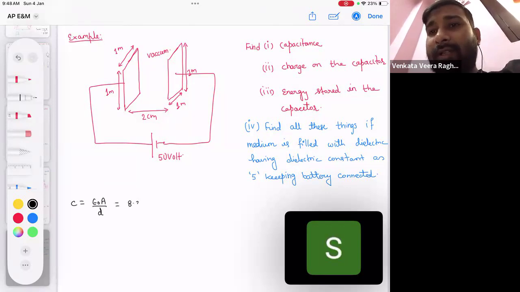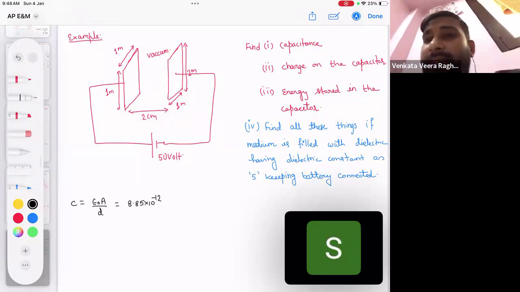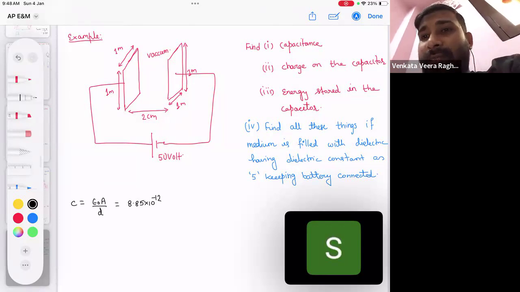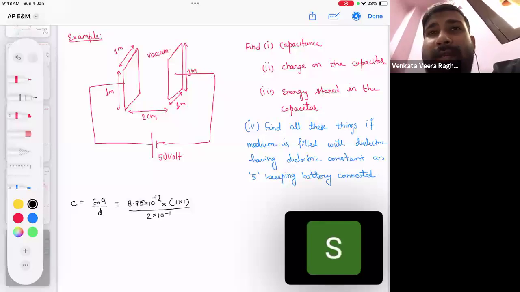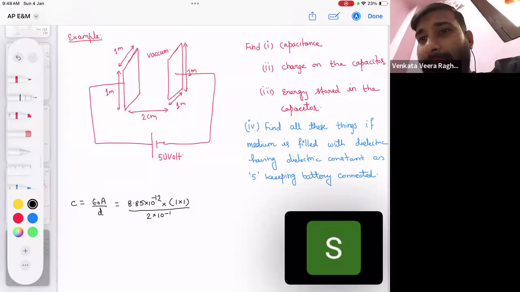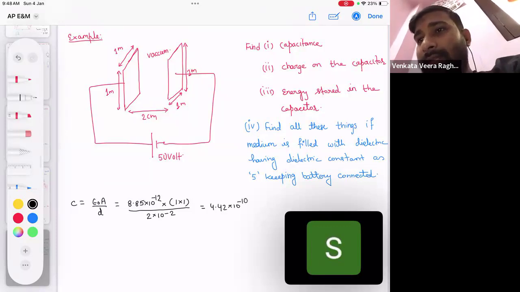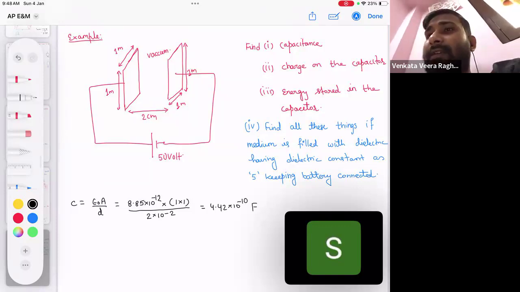What is epsilon naught? 8.85 into 10 to the power minus 12. What's the area of the plate? 1 cross 1, divided by the separation, 2 centimeter, so 2 into 10 to the power minus 2. So what are we getting? 4.42 into 10 to the power minus 10, and the unit will be farad.